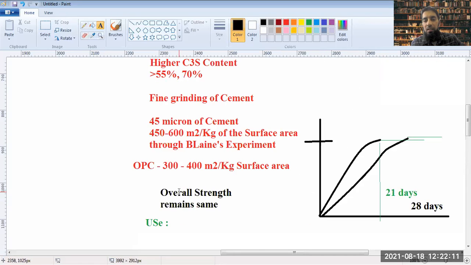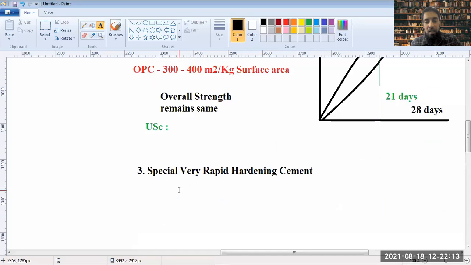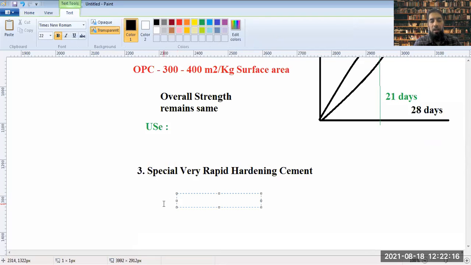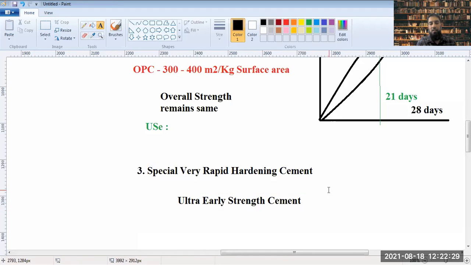So the strength achieved will be even before the rapid hardening cement की strength achieve हो रही थी, उससे पहले ही इसकी strength है. So it's ultra early strength cement, also known by this term, ultra early strength cement. This is another name for such sort of cement.